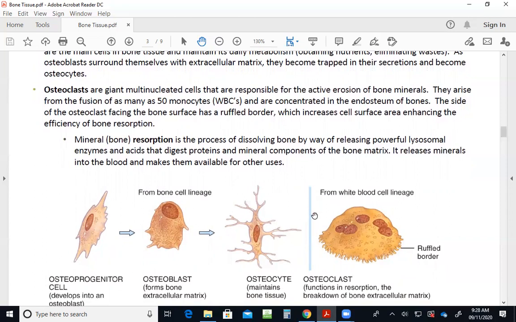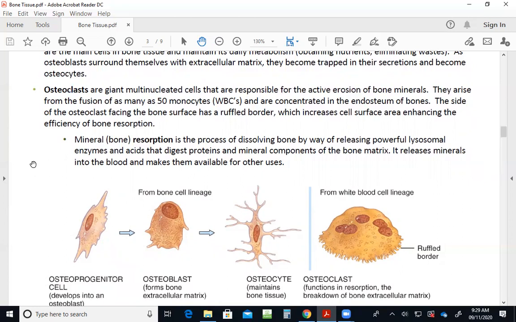Our final cells, you can see there's a line dividing these three from this cell, because these three are related to one another. Osteoclasts actually come from bone marrow because they are of white blood cell lineage, as it says there. Okay. Osteoclasts, think of the word carve, spelled C-A-R-V-E, which is nice because carve begins with the letter C, which is the discernible difference between osteoblasts and osteoclasts.